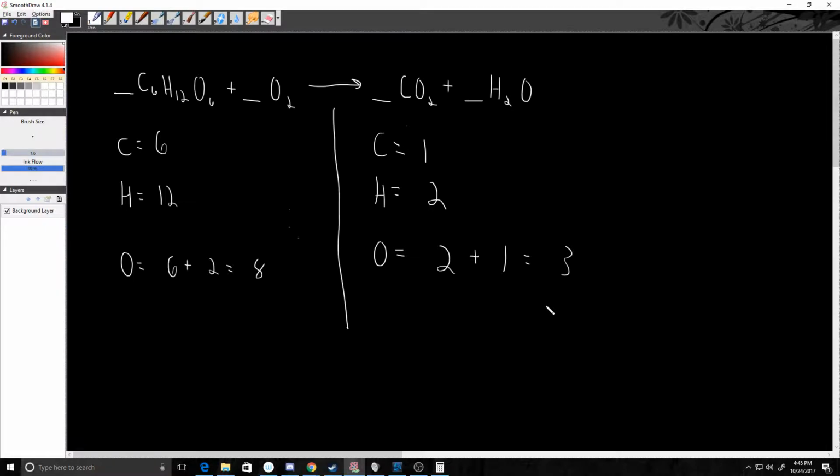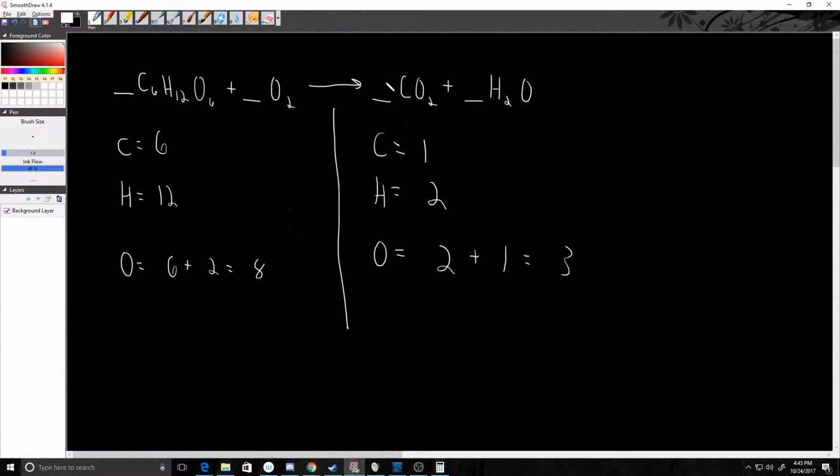So to start balancing this, 8 and 3, those numbers are going to be hard to get balanced, but like 12 and 2 or 6 and 1. I can start with carbons or hydrogens is the terminology I would use. I'm going to start with carbons just because it's right away up at the top, at the beginning of both of these things. And I can balance my carbons really, really easily. I have 6 carbons on this side, 1 carbon over here.